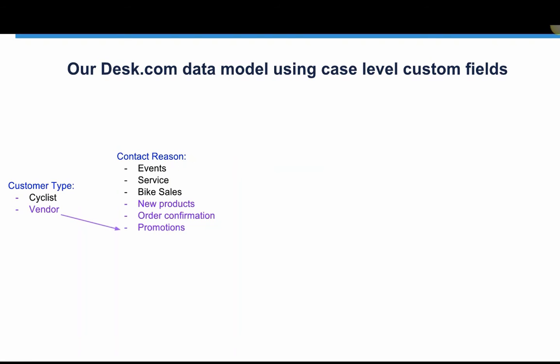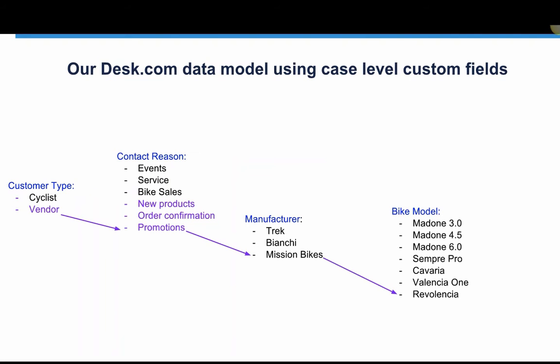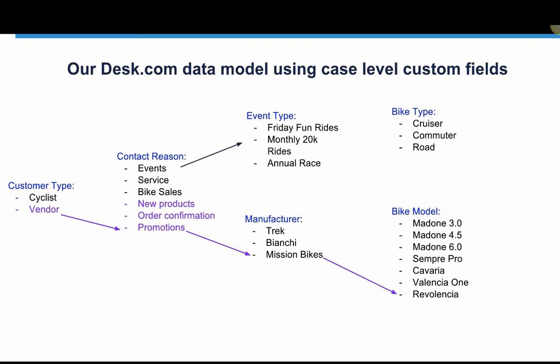And then if a vendor contacts me, they may be wanting to tell us about a new promotion that they're having on Mission bikes, and specifically the Revalencia model. Taking all this together, for my bike shop, these contact reasons, customer type, event type information, everything that's highlighted in blue, these main contact reasons are what I'll be taking and storing in what are called custom fields.